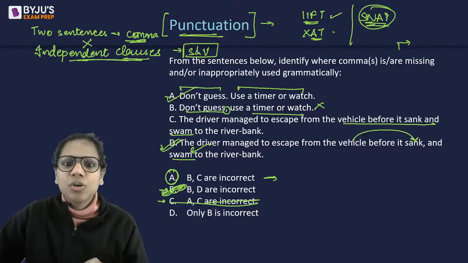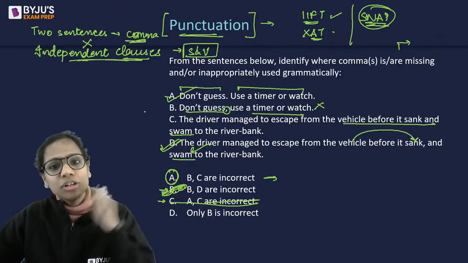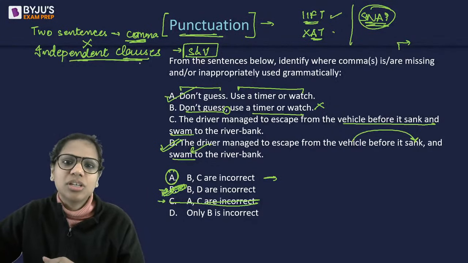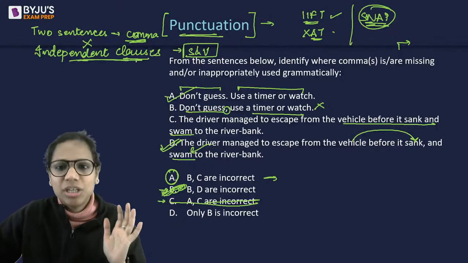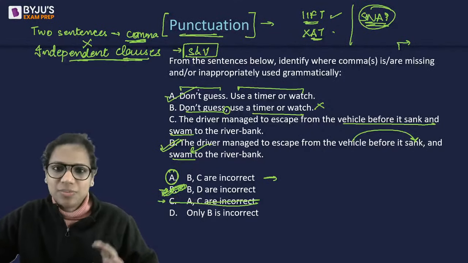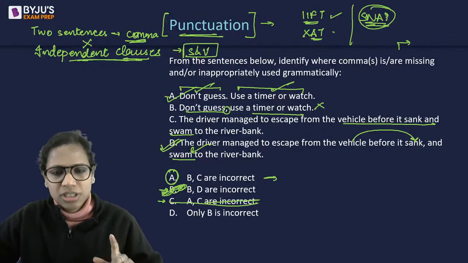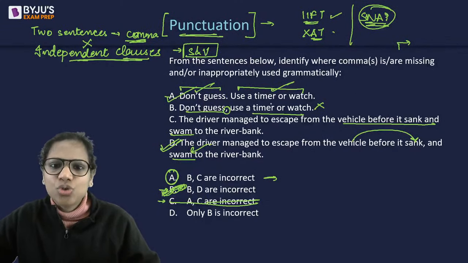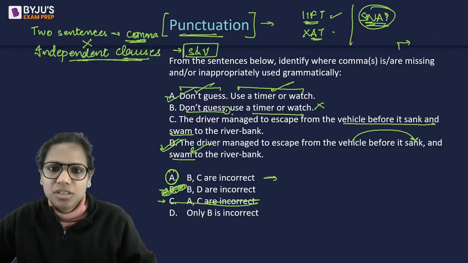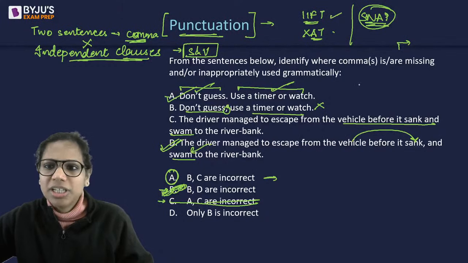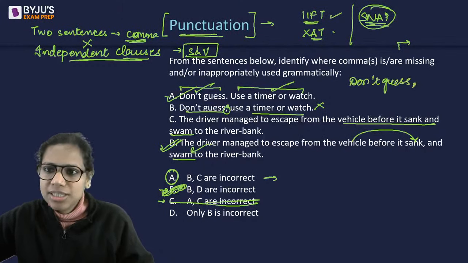Right? Now, some of you must be wondering, what if I want to join two independent clauses using a comma only, not using a semicolon? See, there are three ways. Either you write them as two separate sentences using a full stop. The second way is that you join them using a semicolon. So instead of a comma, a semicolon would be correct here. Don't guess; use a timer or watch. Okay, so this is fine.